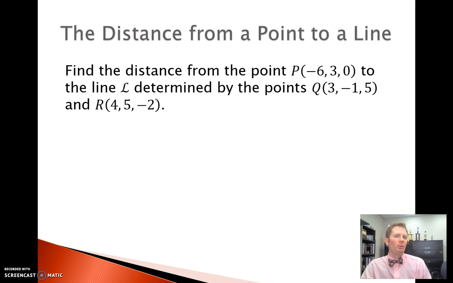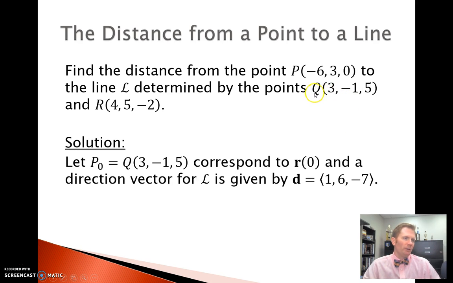Find the distance from the point P, -6, 3, 0, to the line L, determined by the points Q and R defined as given there. So P is off the line and Q and R are both on the line. So we can use Q and R to get a vector equation for the line by first using Q and R to produce a direction vector and then also allowing either one of these points to be P0.